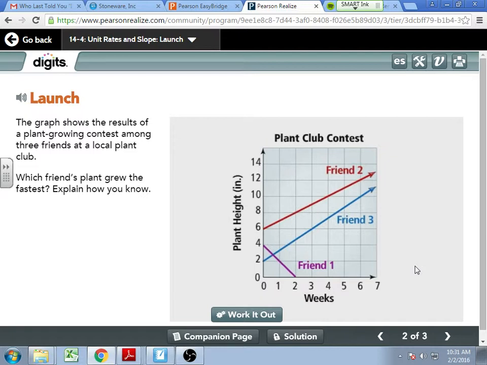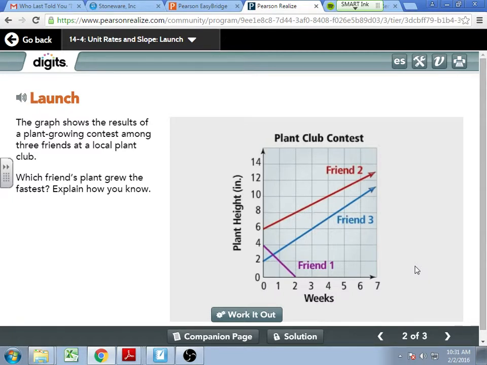Okay, so you said friend 1 is really bad at growing plants. How can you be bad at growing plants? If you don't water it, you don't put it in the sun, if you don't put it in the right place, it's not going to be successful. What do you think friend 2 and 3 might be doing that friend 1 is not? Paying attention to their plant.